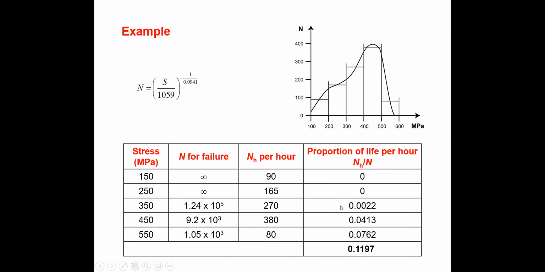So when you get the ratio of these two, those are the values. So you need to get the summation. This is the Miner's rule. You need to get the summation. Are we clear?